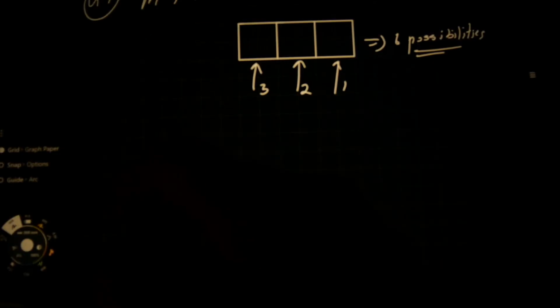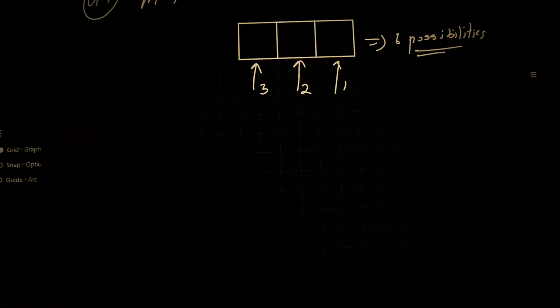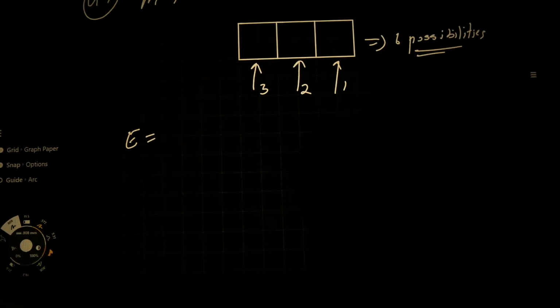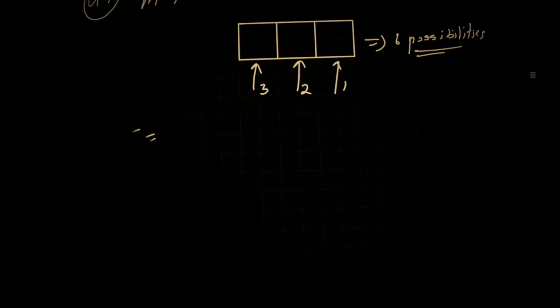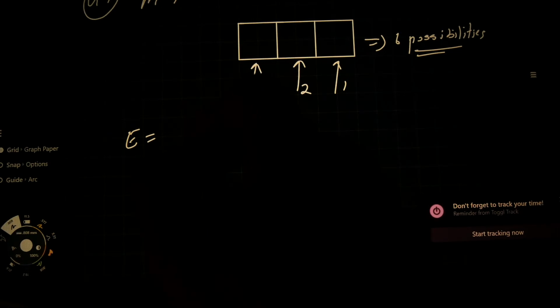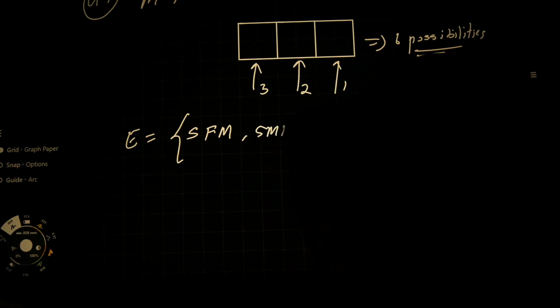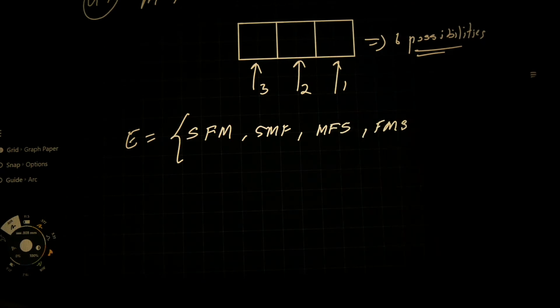Case 1 is son on one end. E is that condition where son comes on one end. So maybe the son can come first. It can be S, F, M: son, father, mother, or it can be son, mother, father. This is when son is in the first position. What if son is in the last position? Then you can have mother, father, son, or father, mother, son.